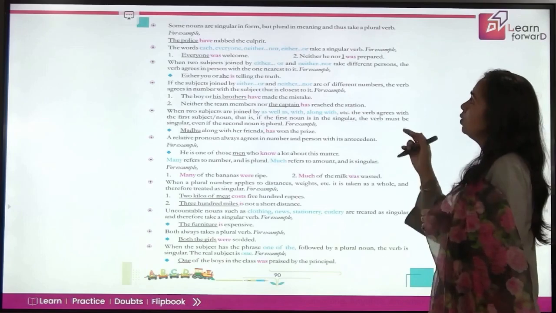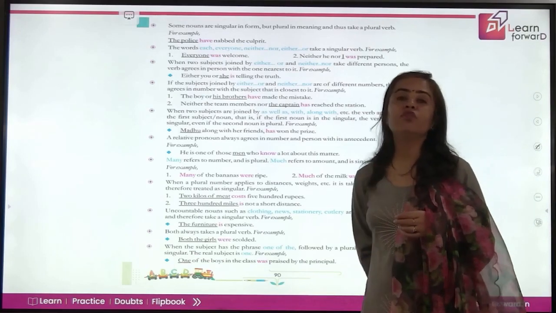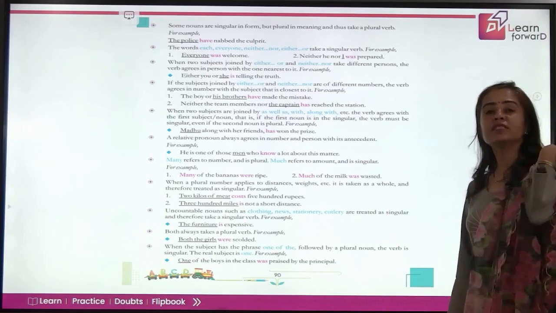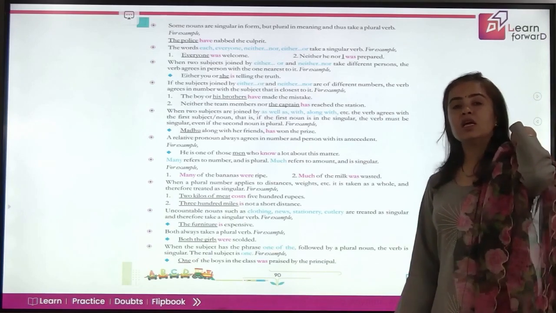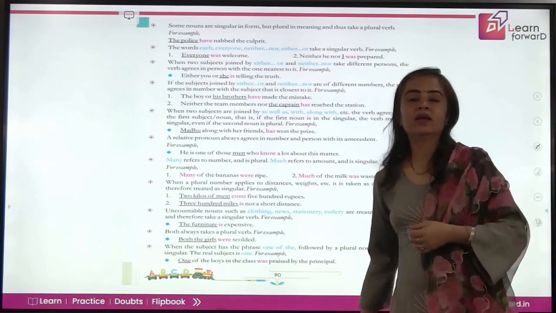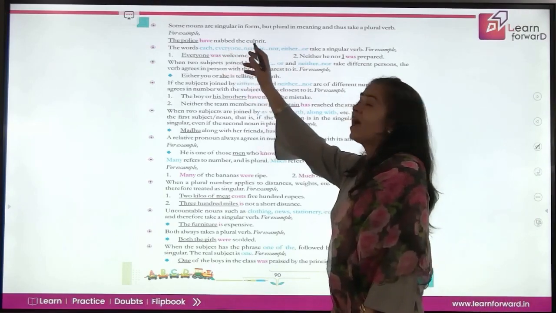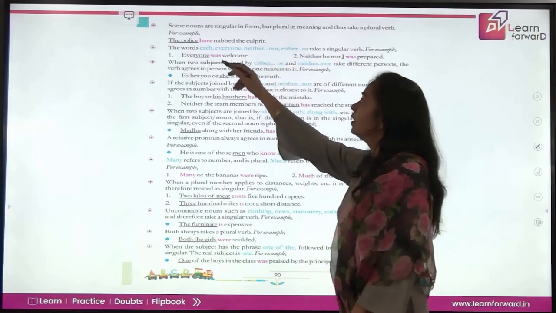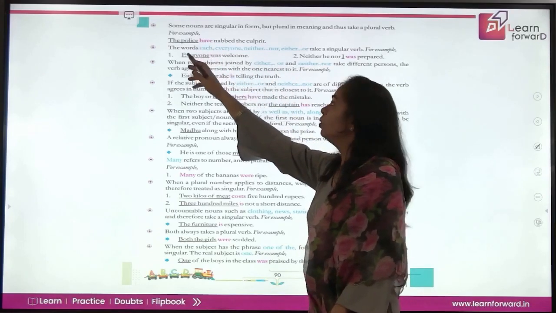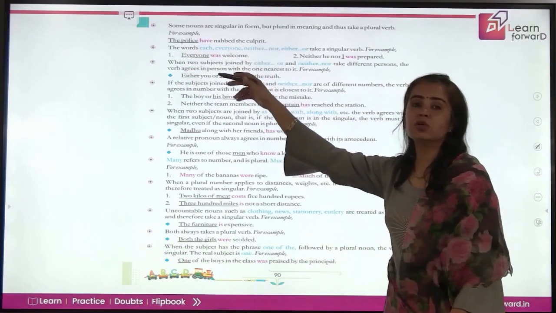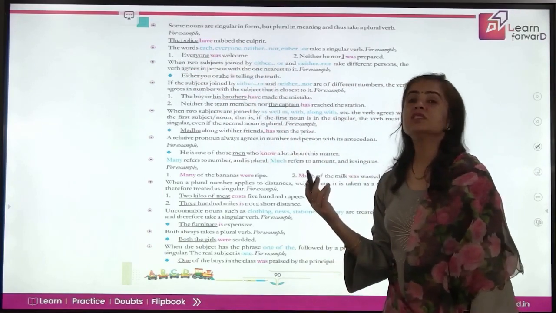More rules for you. Some nouns are singular in form, but they are plural in meaning. For example, if you talk about police, police is not one, right? So we talk about the group there. So the police have nabbed the culprit. So here we are talking about plural. This singular noun appears to be a singular subject, but actually it means plural.